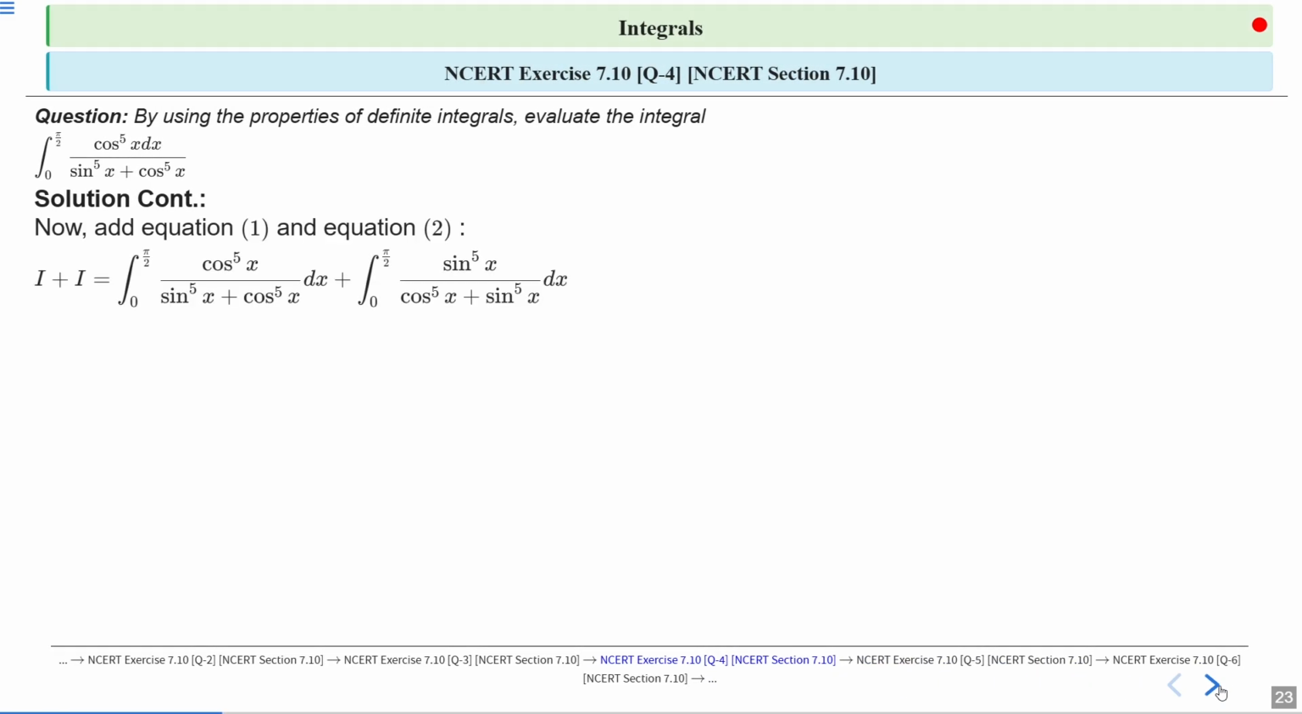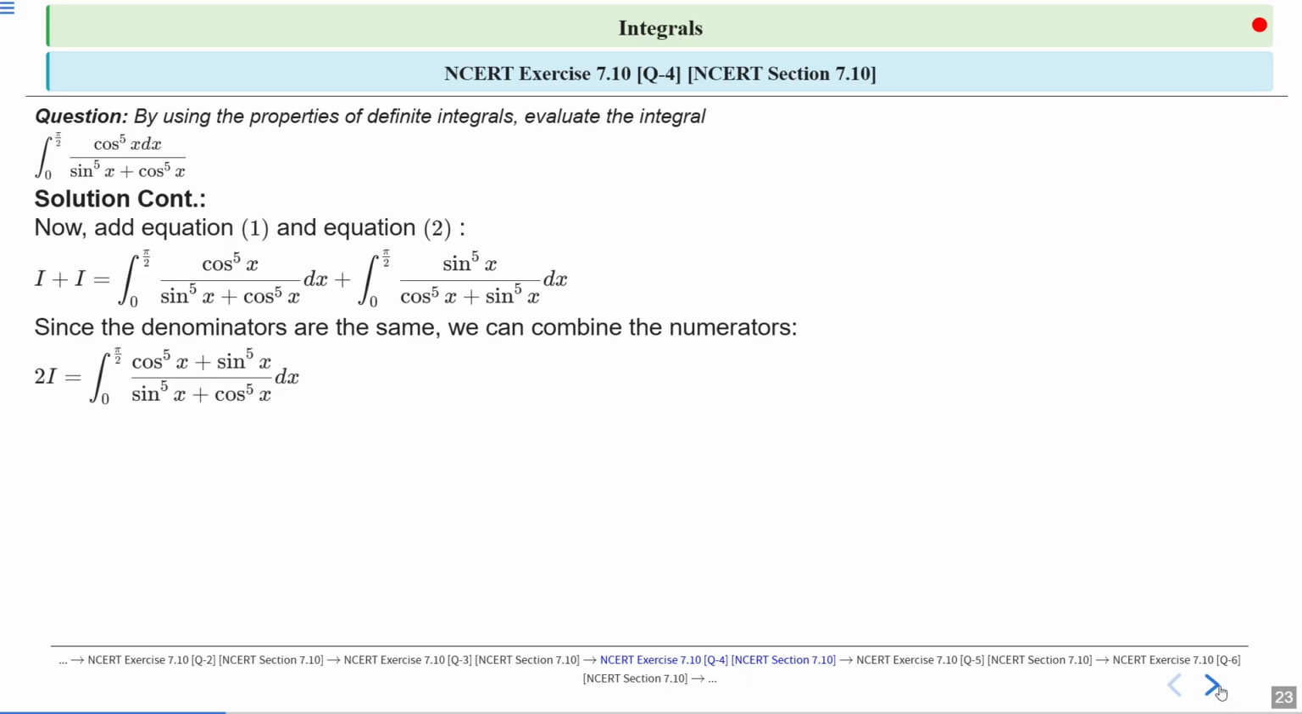We get I plus I is equal to integral from 0 to pi by 2 of cos to the power 5x by sin to the power 5x plus cos to the power 5x dx plus integral from 0 to pi by 2 of sin to the power 5x by cos to the power 5x plus sin to the power 5x dx. In both cases, denominators are the same, limits are the same, so we can combine.